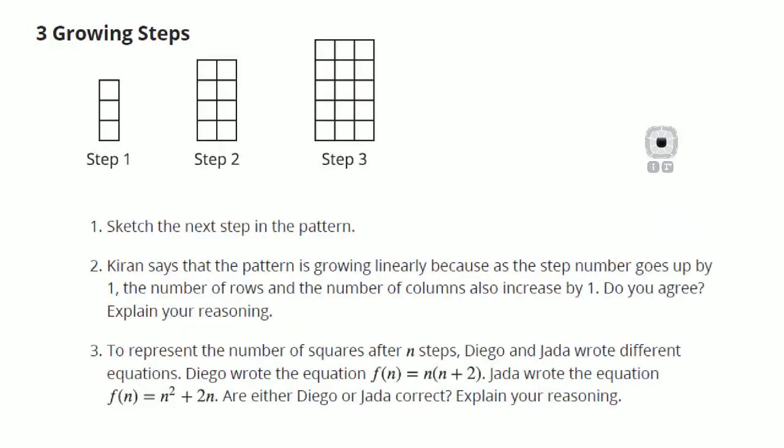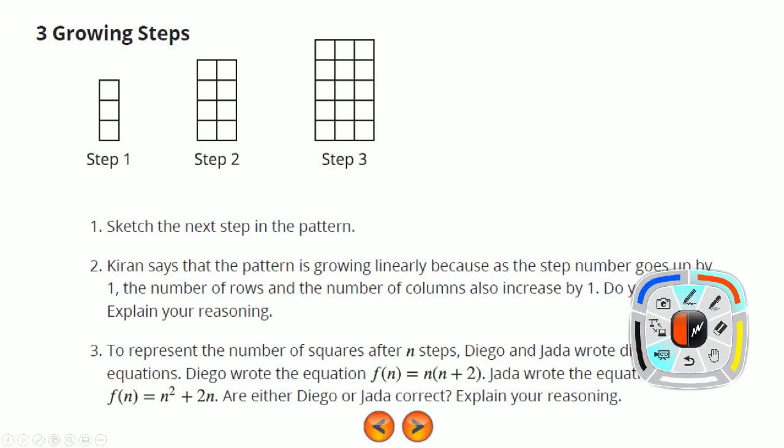Okay. So growing steps. The next step in the pattern, well, if I look at my pattern, we have 1 by 3, 2 by 4, 3 by 5. So therefore, step 4 would be a 4 by 6. And then it goes from there.